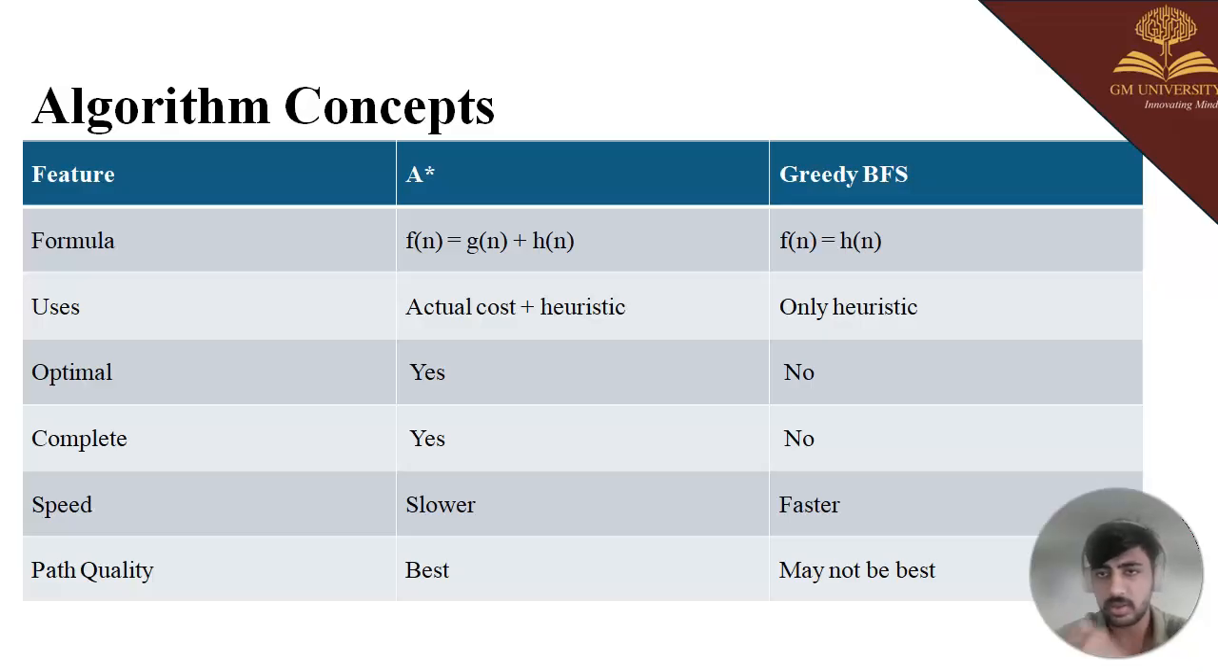Alongside, greedy BFS uses the formula f of n equals h of n. It uses only the heuristic, not the actual cost. Here, g of n is the actual cost and h of n is the heuristic value. It is not that optimal, not that complete, but it is a bit faster comparatively to A star, and it is not the best.